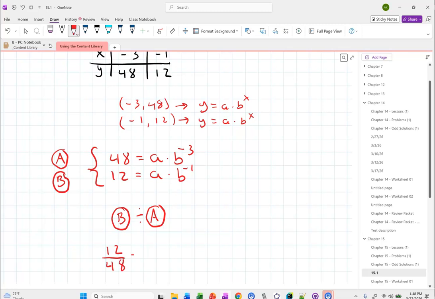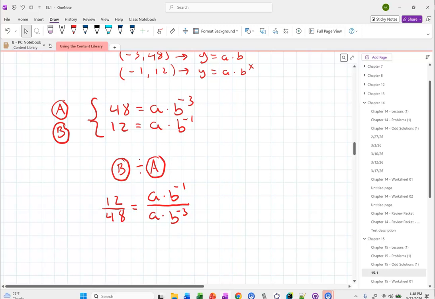If I look at their left-hand sides, that would be 12 divided by 48. And if I look at their right-hand sides, that would be A times B to the -1 divided by A times B to the -3. Everybody cool with what I did? What do you notice I can do? I can reduce the A's, yep. And I can reduce the 12 over 48, that's just 1/4. How do I reduce B to the -1 over B to the -3?